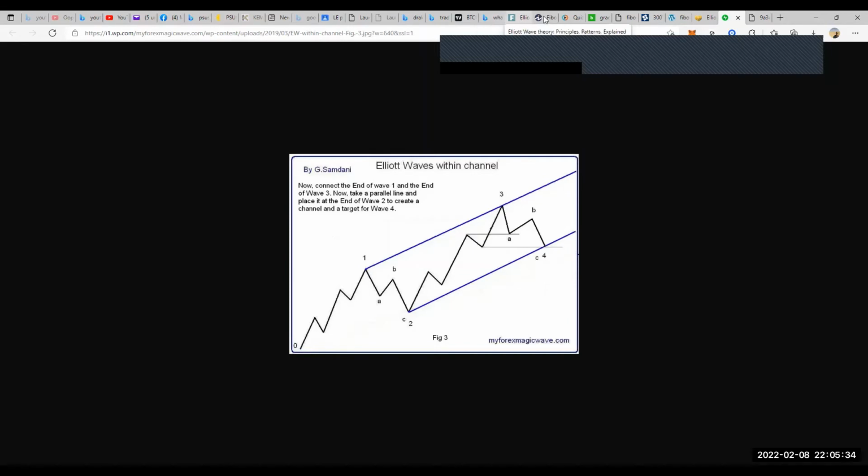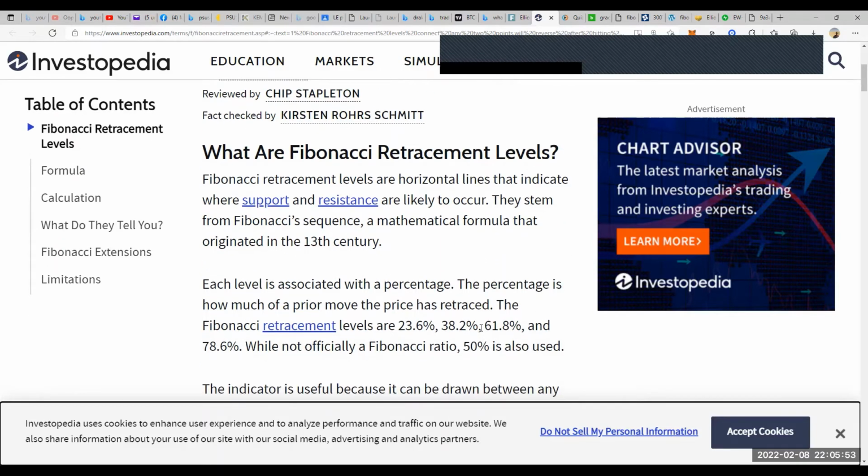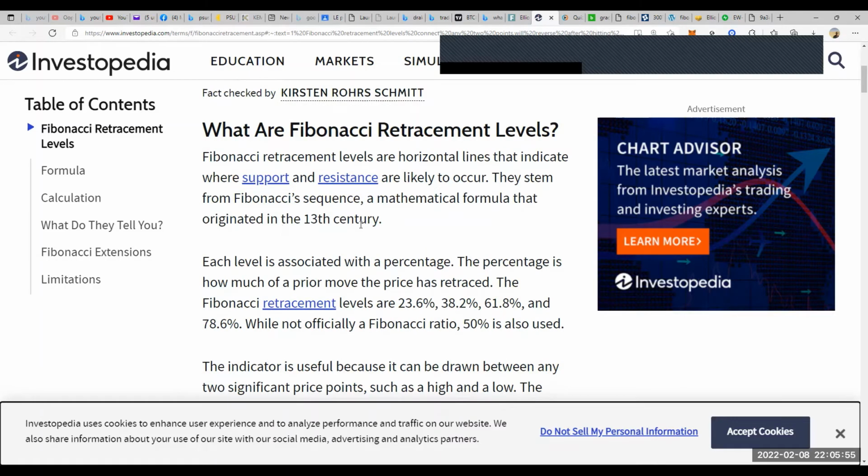I also wanted to go up. What are Fibonacci levels? These are just retracement levels. Okay, they're horizontal lines that indicate where support and resistance is likely to occur. So where we think we have our support and resistance lines, they're already kind of mathematically formulated out for you by a man in the 13th century. I'm sure his name was Fibonacci. It actually was. It was an Italian mathematician.